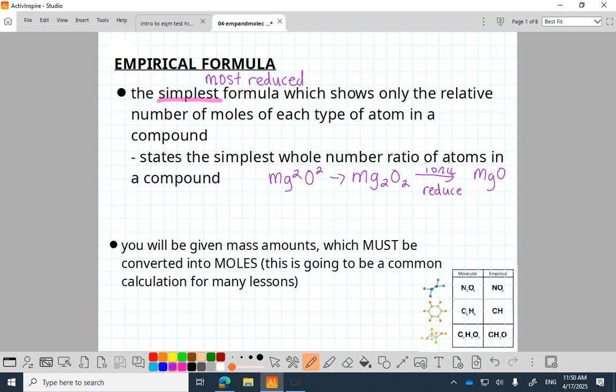In Unit 1, if I asked you to draw the Lewis structure for Mg and O, you would have drawn this, showing that magnesium gives away 2 electrons, oxygen gains those 2 electrons, showing 1 atom of each. And now we'll look at, if you're given mass amounts and you convert them to moles, can we quantitatively also show it's going to be 1 Mg and 1 O? And the answer is yes.